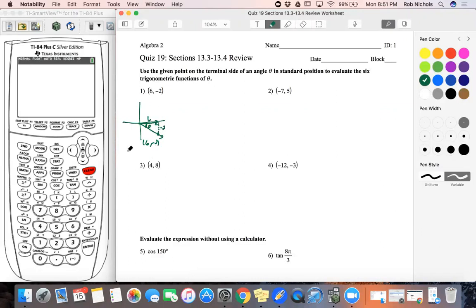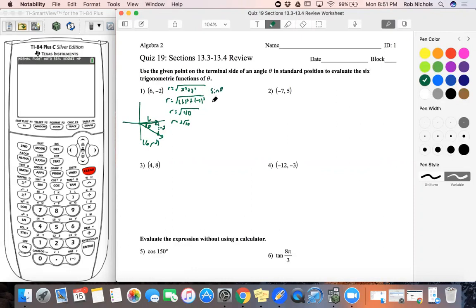All right, in step 1, find r. So r is going to equal the square root of x squared plus y squared. So r equals the square root of 6 squared plus (-2) squared. That's where we get r equals the square root of 40. So we get r equals 2 square roots of 10. Then we can write our 6 trigonometric functions.